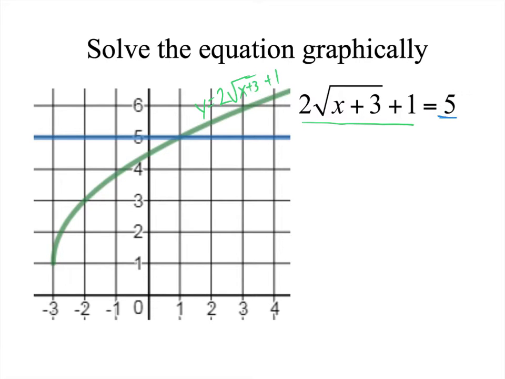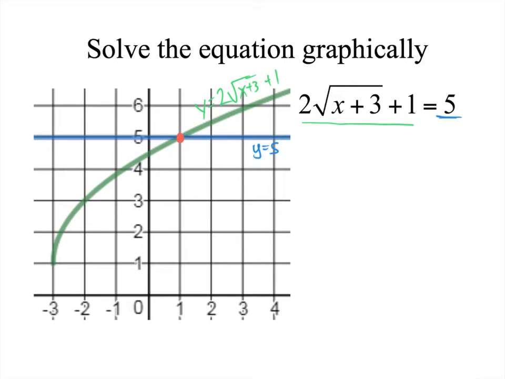The blue graph is right there. It's y equals 5. So if I want to solve graphically, what it's saying is, when is this graph equal to this graph? When is the green graph equal to the blue graph? And hopefully you can see it's right there. So my answer to this is right there.